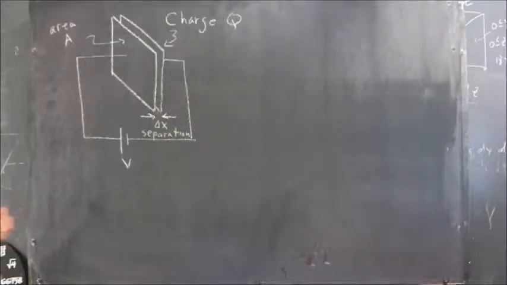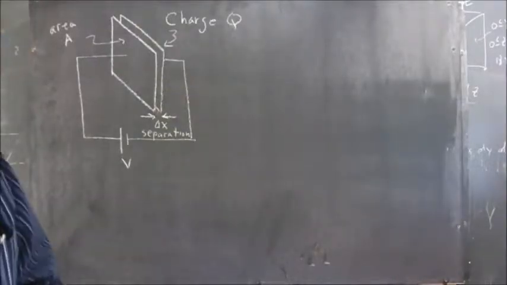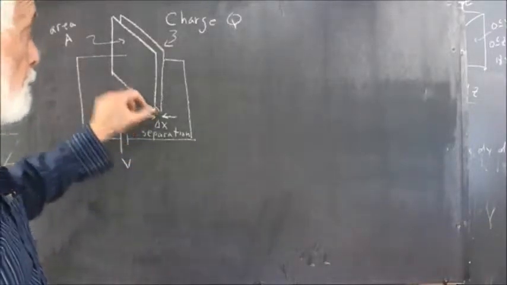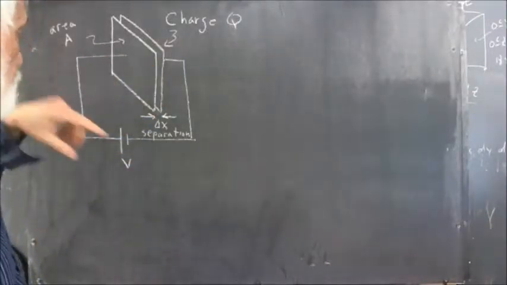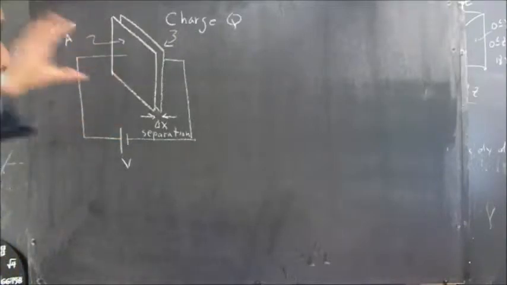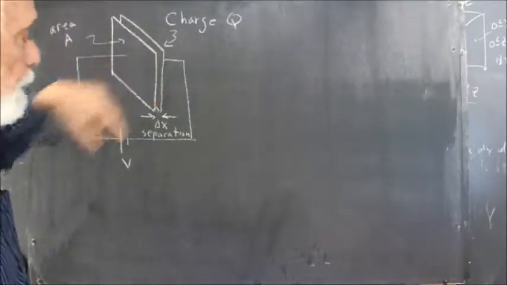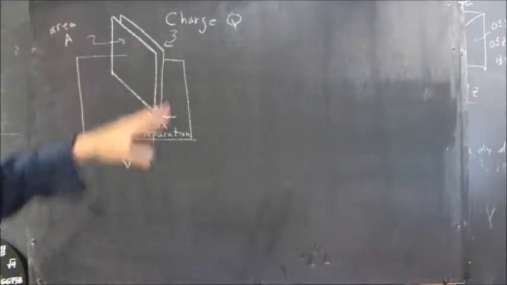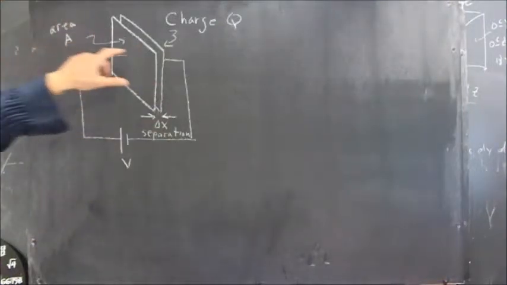Okay, next question concerns a capacitor. You were given that it's a capacitor with two 10 square meter plates separated by 0.003 meters. But it's instructive to work this out symbolically. So we're going to call the area A.